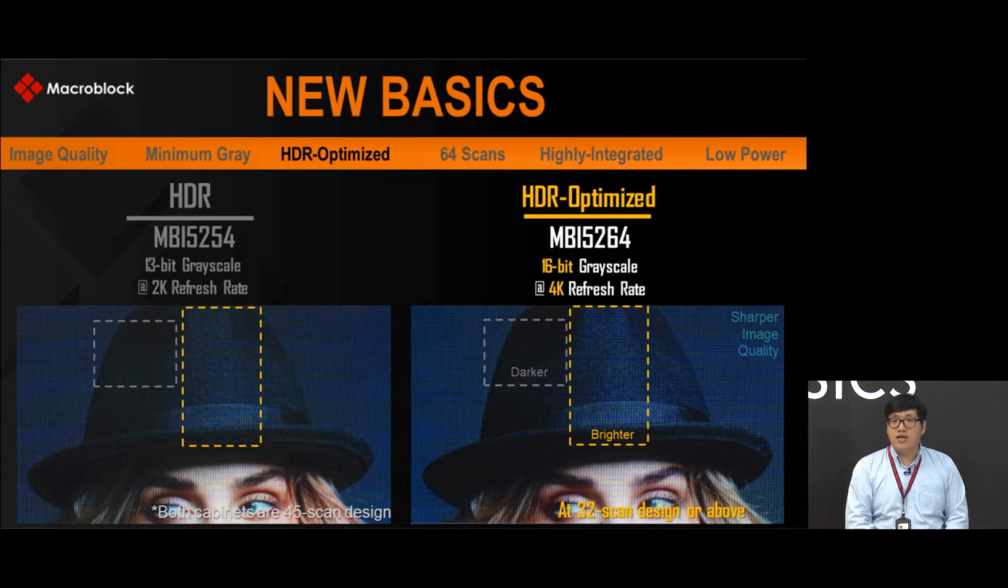And we all know the HDR solution is very popular now, and Macroblock wants to provide more advanced technology in this field, which we call HDR-Optimized. The LED display with high grayscale like 16-bit, the display sharpness and uniformity will be better than the traditional 13-bit design. Please take a look at the yellow dot area. We recognize the 16-bit grayscale can provide higher display quality than the 13-bit grayscale.